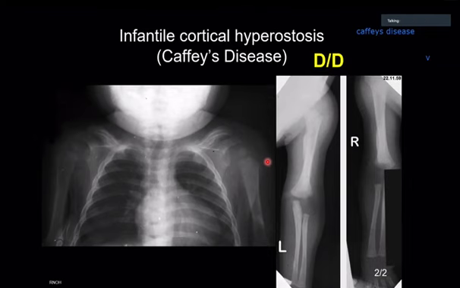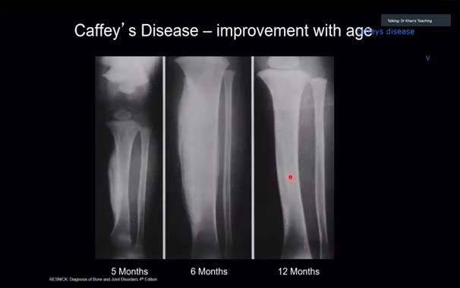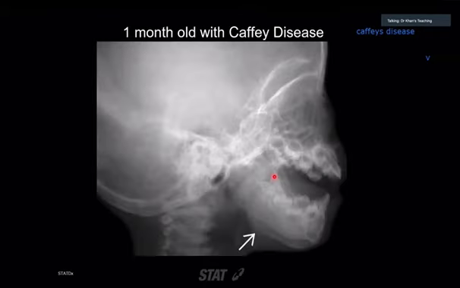So, I will skip periosteal reaction, bilateral symmetrical, we have already done it. And this is from literature, which tells you that at 5 months this was the bone, 6 months this is, and then at 12 months it has become normal. In this case, the patient is 5 years old now, but you can see a bit of bowing and some thickening which is persistent. This is the finding which I want you to remember for your exam.